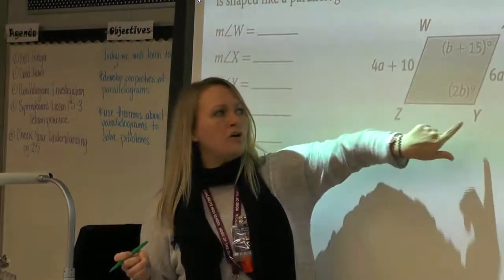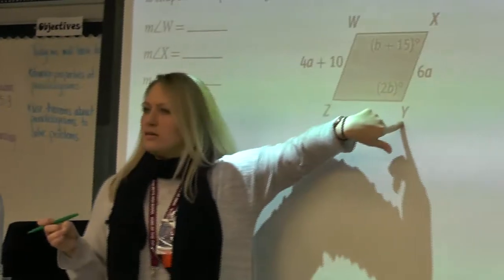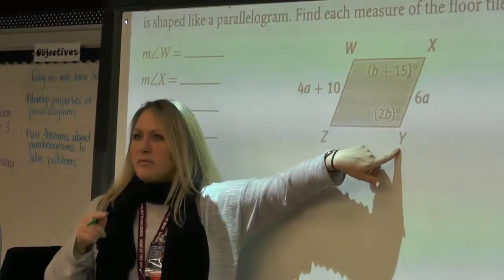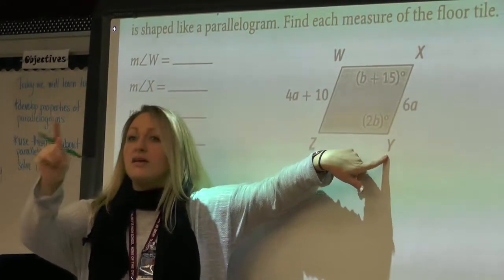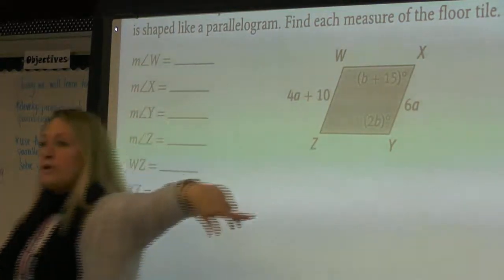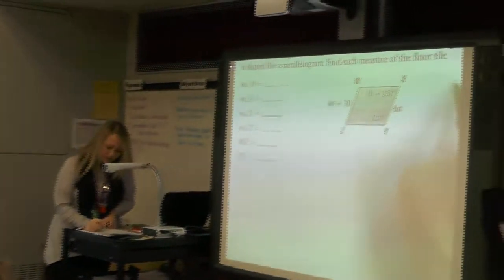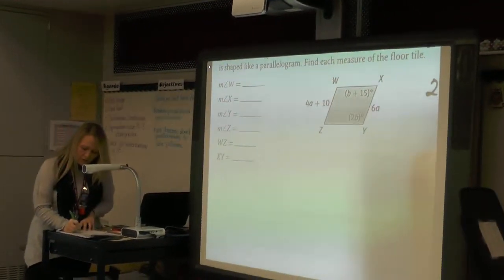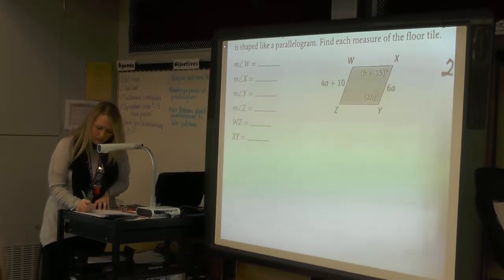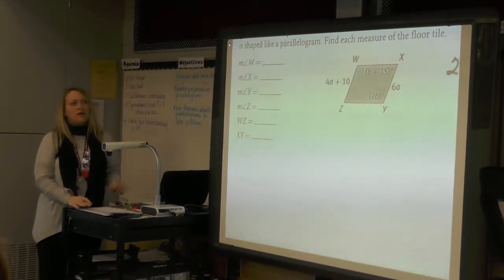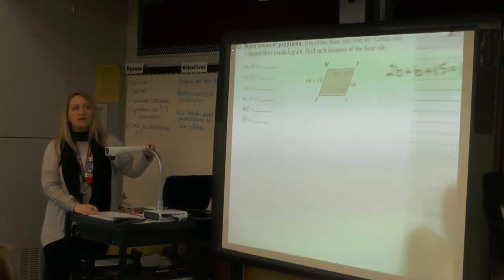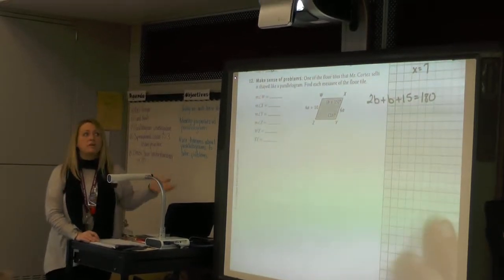But what do we call angles x and y? They are supplementary because they're which type? Consecutive angles. So if they're supplementary, who can give us an equation that we can set up with those 2 angles? Hannah? 2b plus b plus 15 equals 180. Okay, she said that 2b plus b plus 15 equals 180. And that's in degrees, so is that true? Yes. Yeah, because they're supplementary.